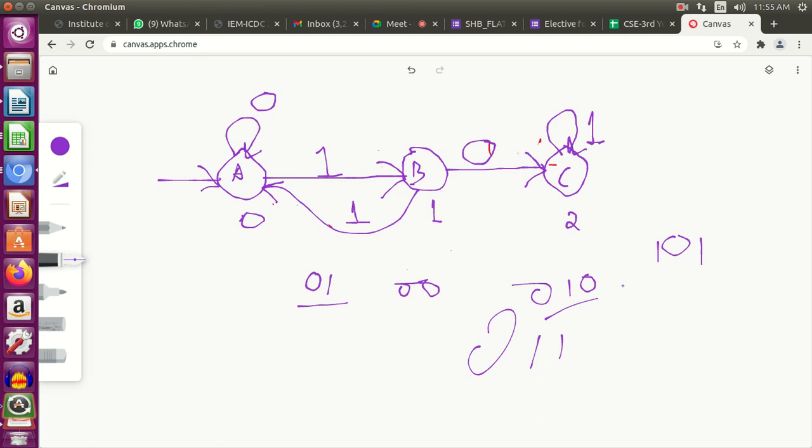If it is 1, 0, 0, that means 4. 4 divided by 3, what is the remainder? 1. Right? So if I get a 0 after 1, 0. But in 1, 0, 1, it is 5. I am not talking about divided by 2, I am talking about divided by 3. Here I am looking for 3.